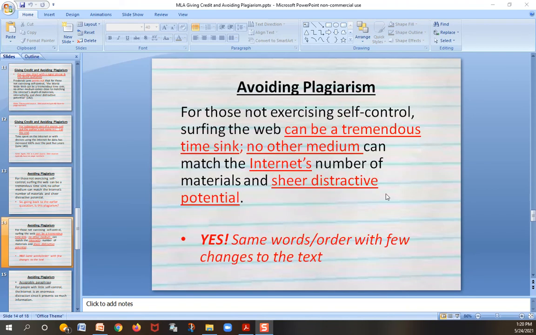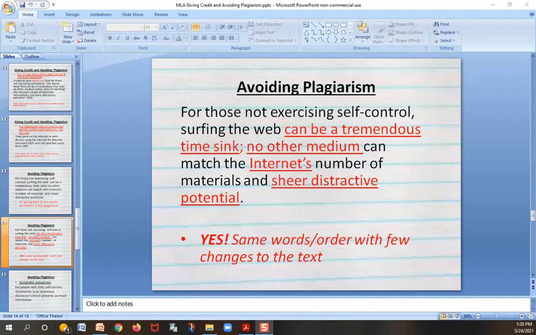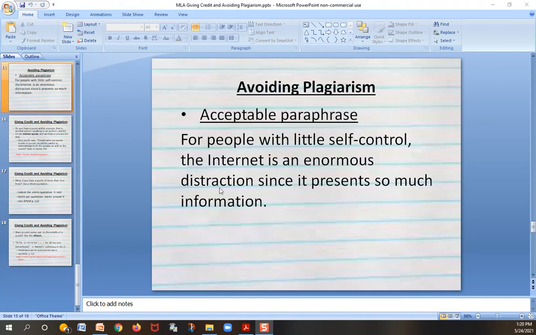This is the situation I'm running into more and more in this cut and paste society that we live in, and especially in an academic setting. Just copying and pasting and changing a few words doesn't make it your own. So you have two choices. You can just quote him, like the early example. That's probably the safest way. Or what I tell people is kind of look away from the screen, think about it for a minute, and summarize in your own words what you found, or paraphrase, as we sometimes say. Here would be an acceptable paraphrase: "For people with little self-control, the internet is an enormous distraction since it presents so much information." Now you're in a position where you're not going to have any plagiarism issues, and you can move on with your essay.